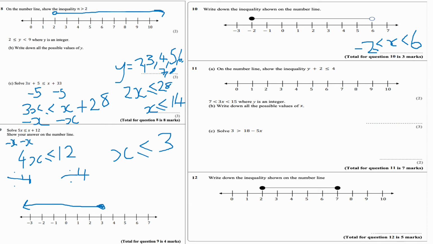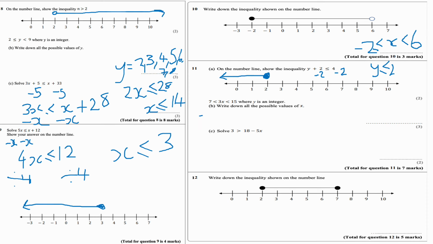This is question number 11a. On the number line, show the inequality y plus 2 is less than or equal to 4. Well, if I minus 2 on both sides, I get that y is less than or equal to 2. Okay, so it's going to be a shaded in circle, because it's got the equal sign. Okay, part B, so we got 7 is less than 3x and less than 15, where y is an integer. Okay, write down all the possible values.